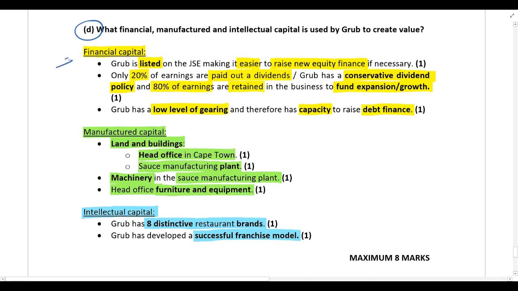So applying this to the scenario, knowing the theory, knowing what each of these capitals are, apply it to the scenario so that we can see how Grub is using these 3 capitals to create value.